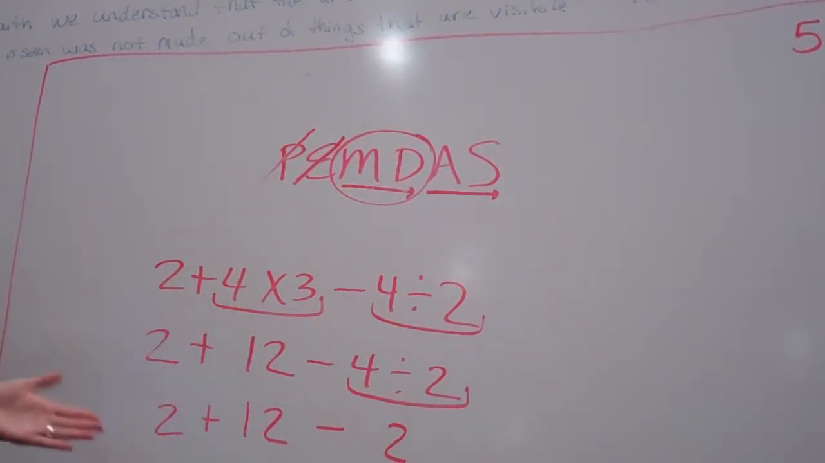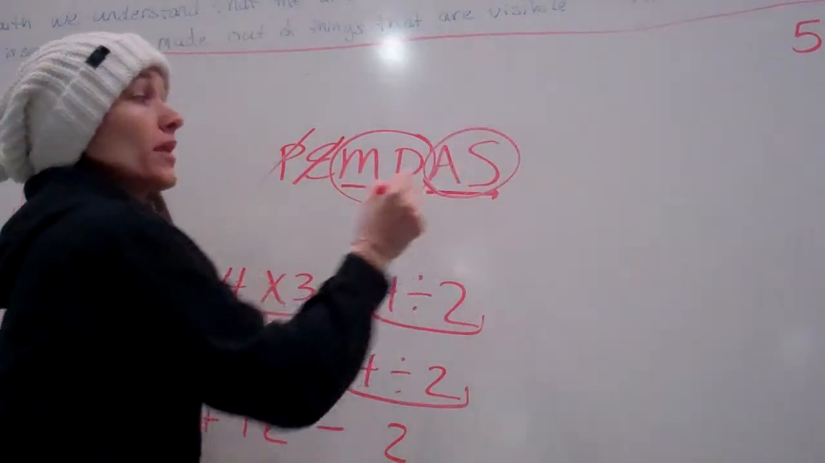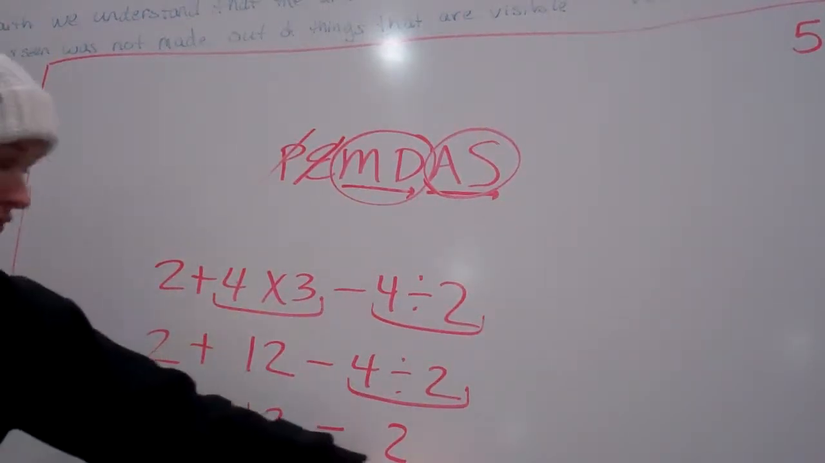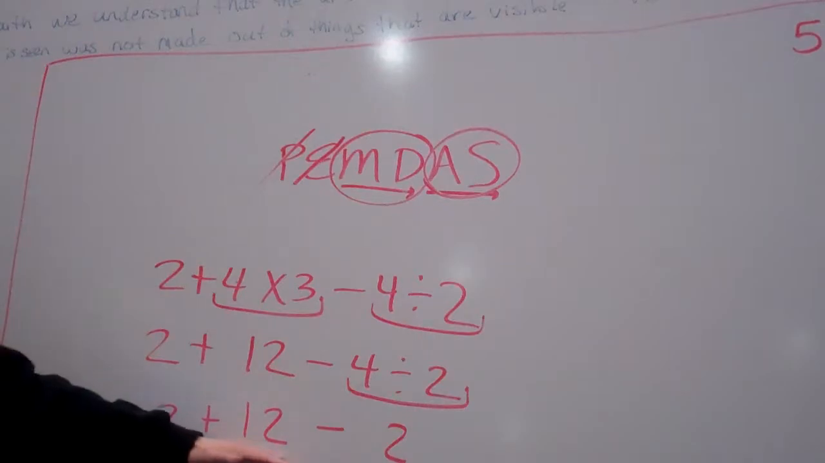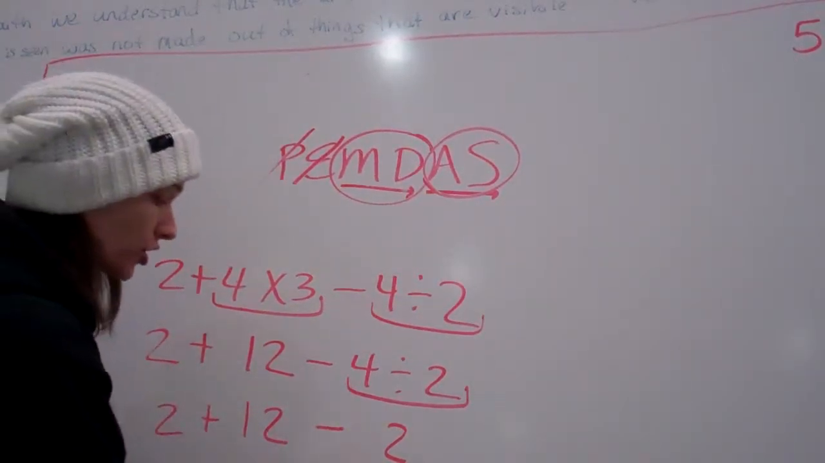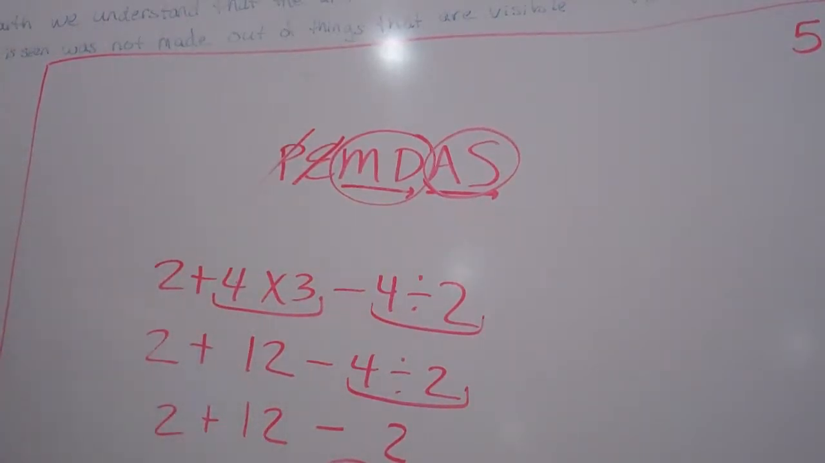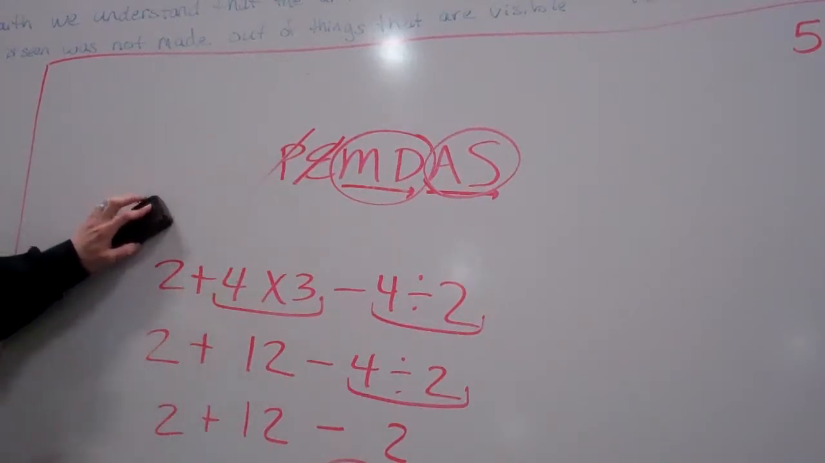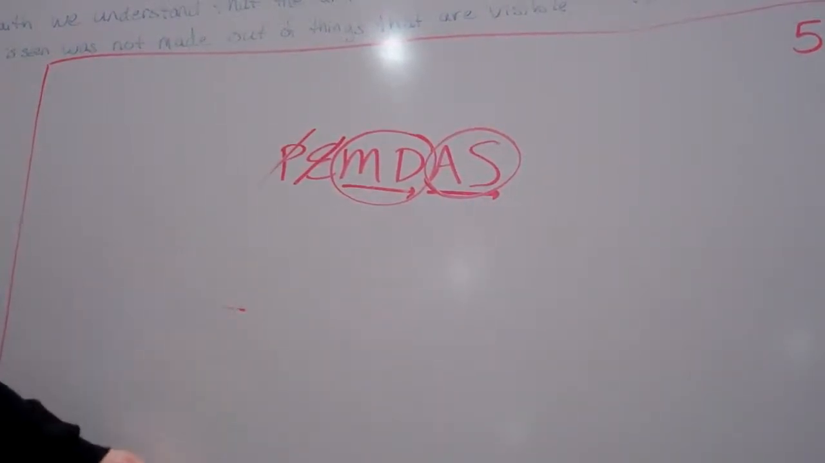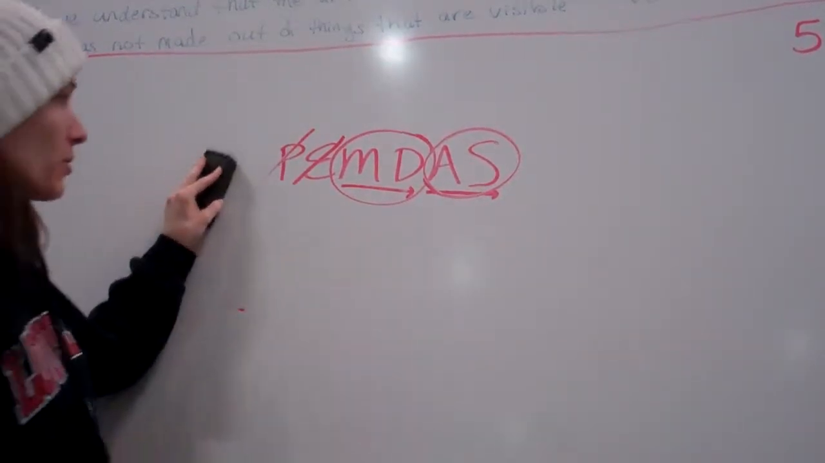Then, what do we have left? Adding and subtracting. So we're going to go from left to right, whether it's subtracting first and then addition, or addition first, then subtraction. Doesn't matter. You're going to go from left to right. So what is 2 plus 12? 14. And 14 minus 2 is 12. So your final answer would be 12. Okay? It's pretty easy, huh? They do get harder as the book continues on, but that one's pretty simple.